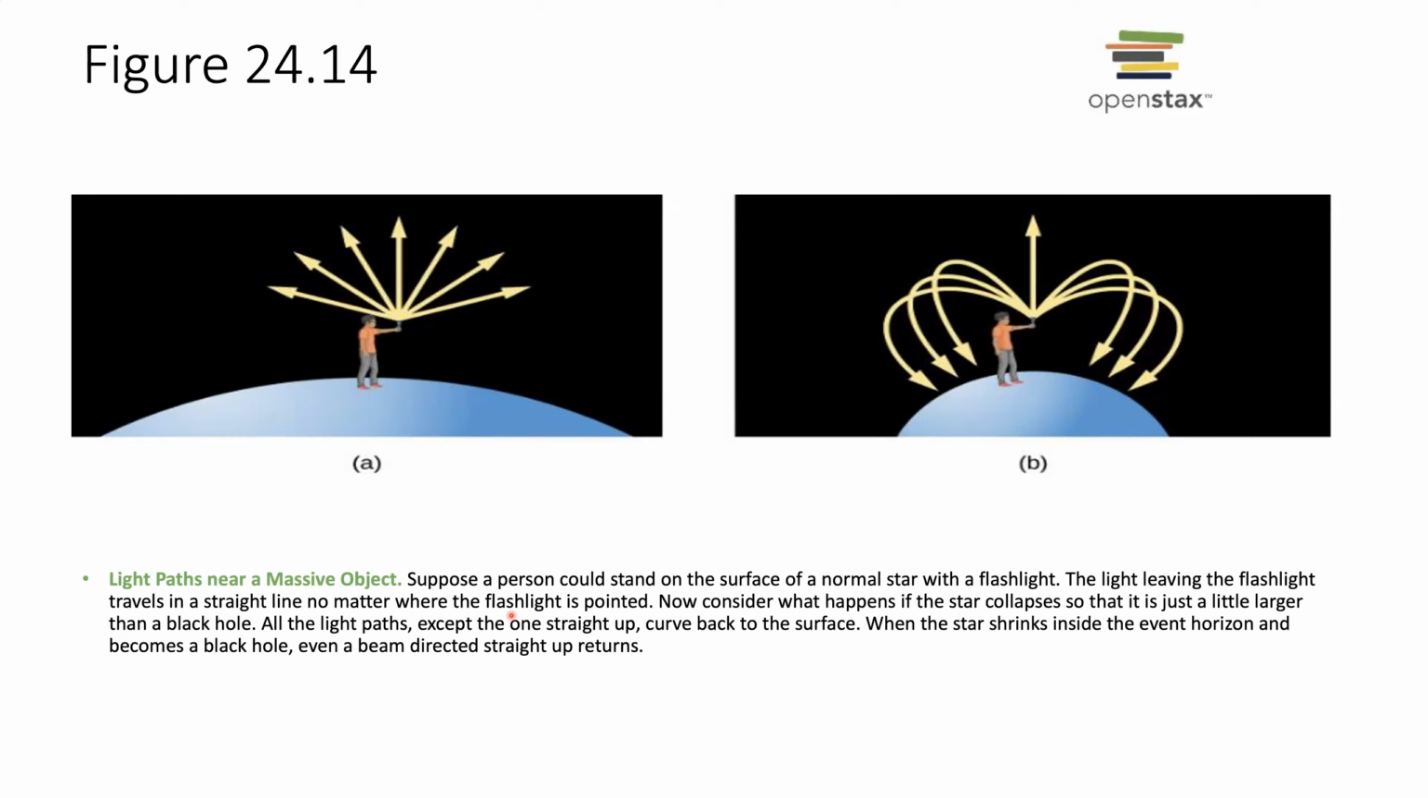Now consider that this star collapses so that it is just a little larger than a black hole. Just think that this complete star collapses to a very dense object comparable to a black hole. Then all the light, except the light going straight upward, is curved back to the surface. You can see in this image that all these light paths are curved back towards the surface.